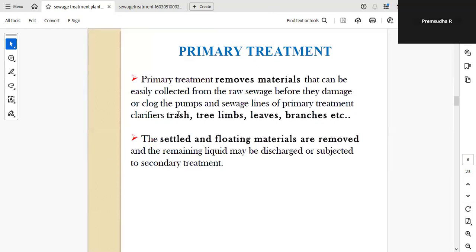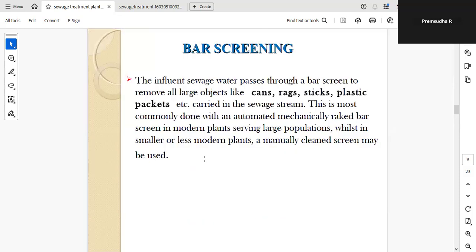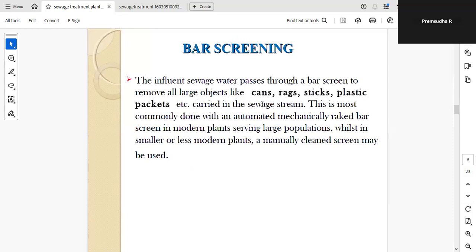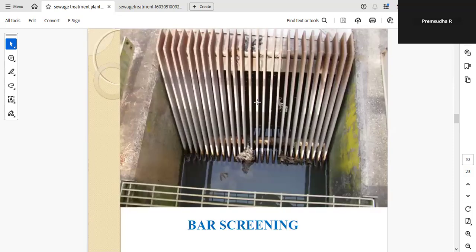Then primary treatment. As we have seen in the flow chart, I explained what primary treatment is. It removes the material that can be seen and easily collected from the raw sewage. For example, trash, tree leaves, branches, unsettled and floating materials are removed in the primary treatment. Here you can see the bar screen. I already explained the screening process, screens and types of screens in water treatment. The same screens are used here, a similar type.